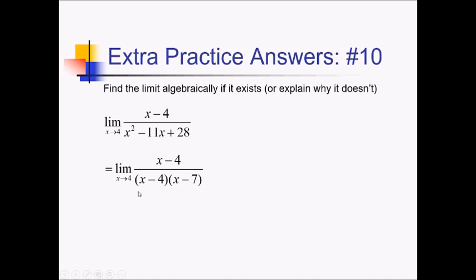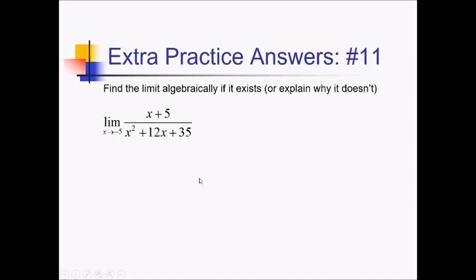X minus 4's do end up canceling, so that means there was going to be a 0 over 0 if I tried plugging 4 in immediately. So now that those are gone, I've just got 1 over x minus 7. Plugging 4 in at this point, we have just negative 1/3.